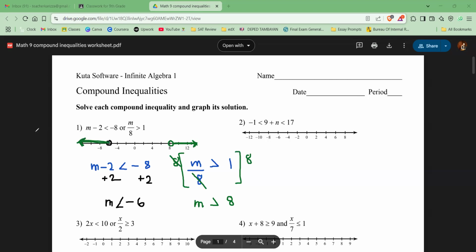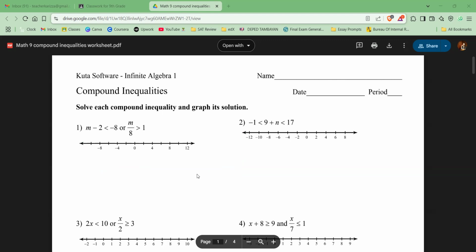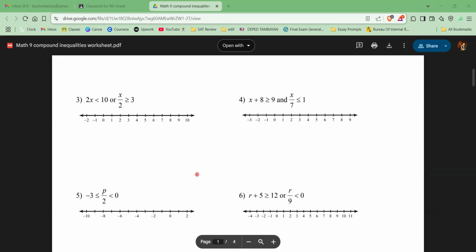Okay. Now let's do number 2. For number 2, since they are combined over here, it's one statement: -1 is less than 9 plus n is less than 17. You have to solve it at the same time. So before we go to number 2, let's go to number 3 first. Let's do all the ORs first. You can try it first. Try number 3 first.